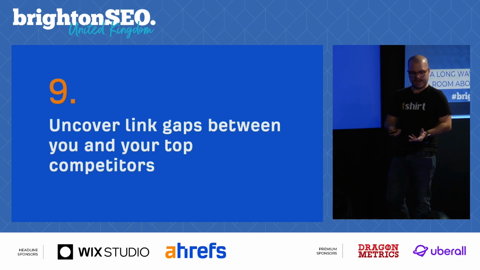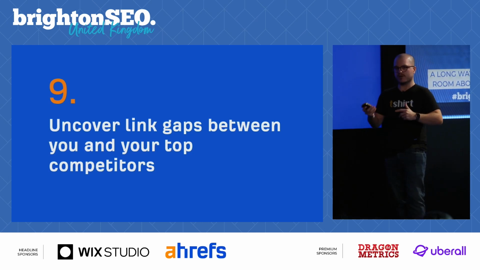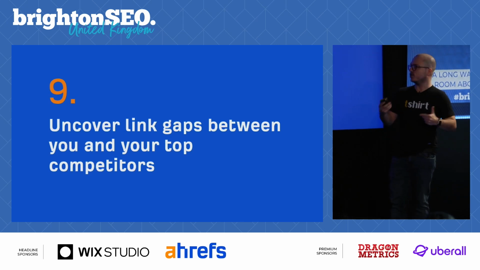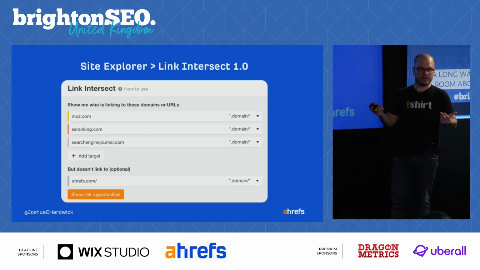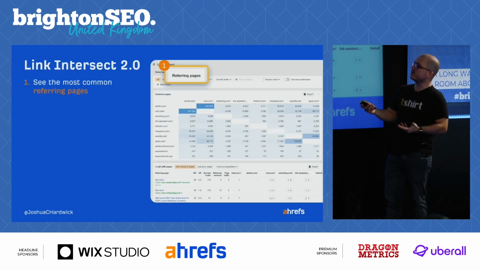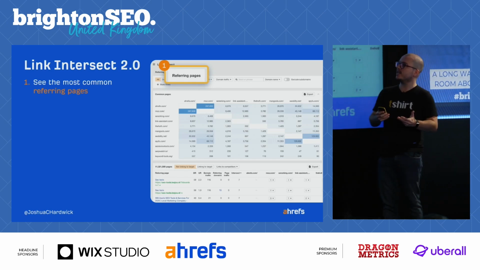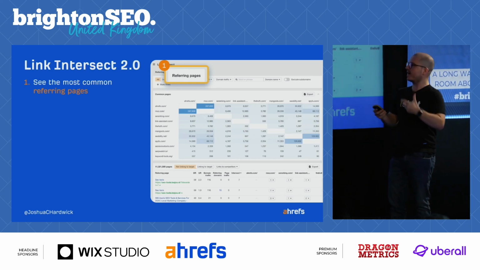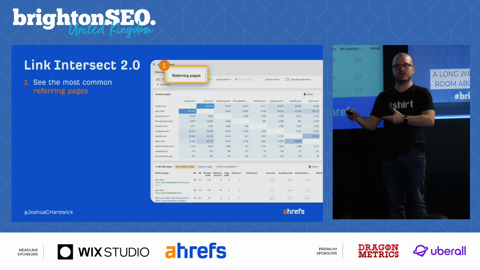Link gaps. Similar to the content gap, this finds people linking to competitors but not you. And again, this has existed in Ahrefs forever. You put in a few competitors, you put in your own site, and it'll show you every website linking to them but not you. We've now got the 2.0 version, and I think the most powerful part of this is the first point, that you can see the most common referring pages, not just websites. What this means in practice is that you can find pages that link to multiple competitors, but not you.